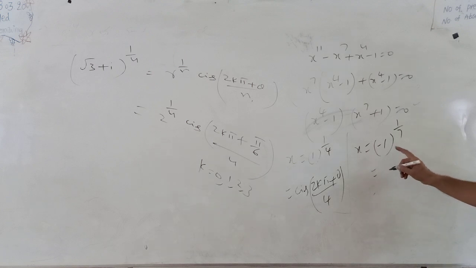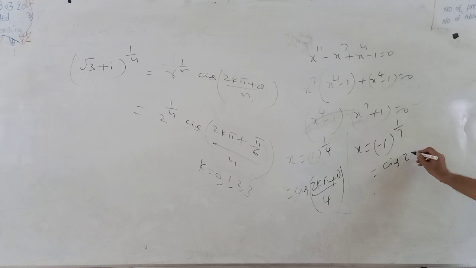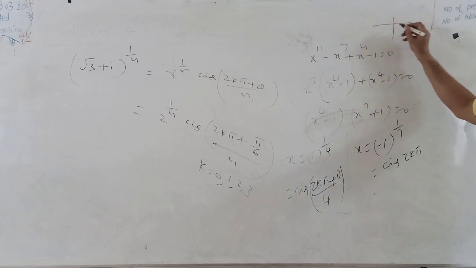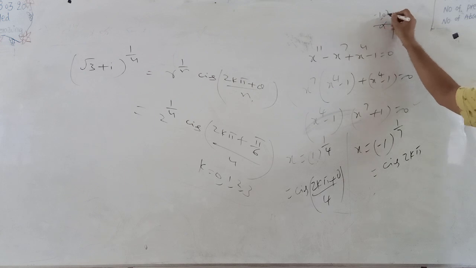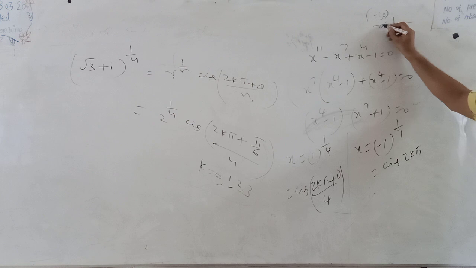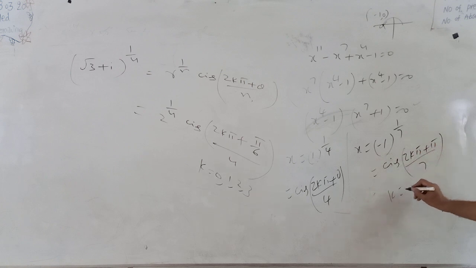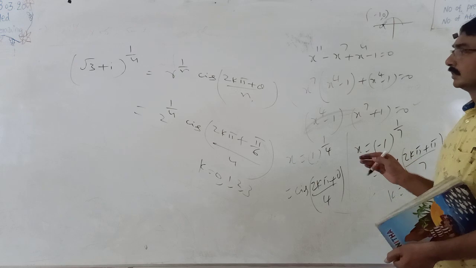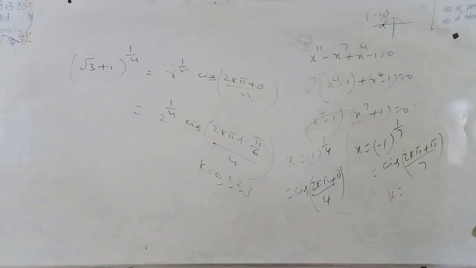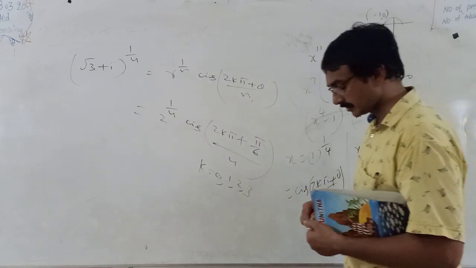Same way, r value is 1, the modulus of this one is 1, cis of (2k pi plus theta) by n. Argument of minus 1: minus 1 means the point (minus 1, 0), which lies on the negative x axis. The argument of that is pi. So (2k pi plus pi) by 7, with k equal to 0, 1, 2, 3, 4, 5 and 6. So these are problems related to nth roots of a complex number. First part completed.